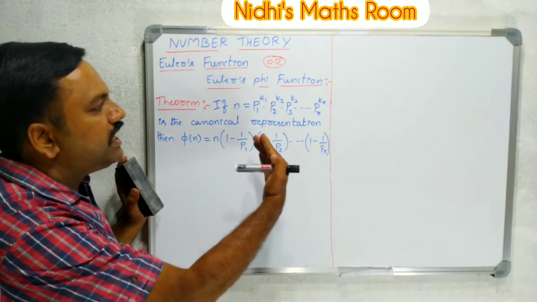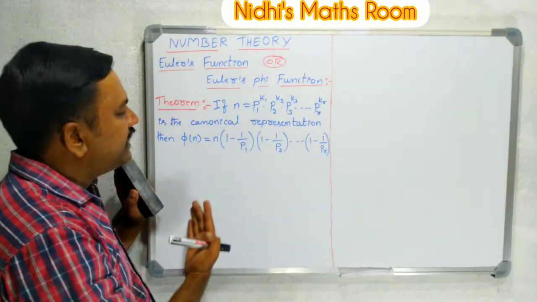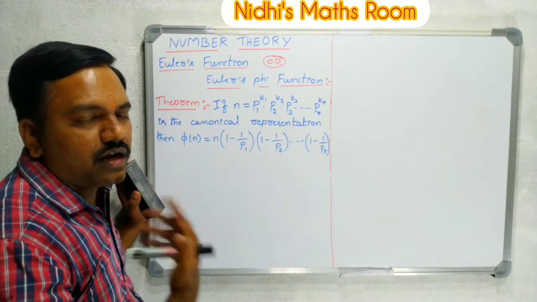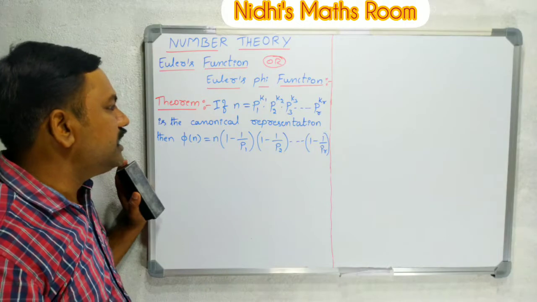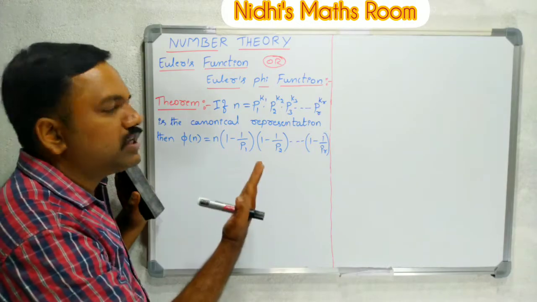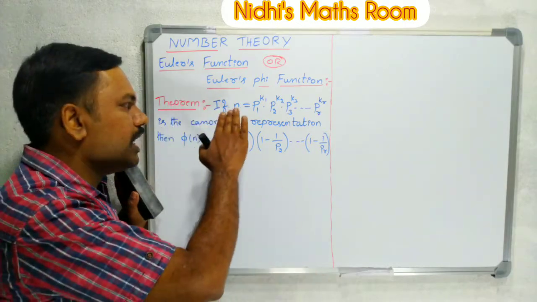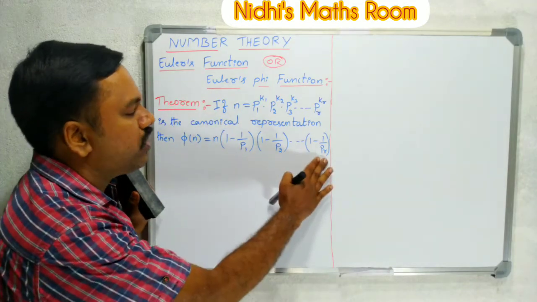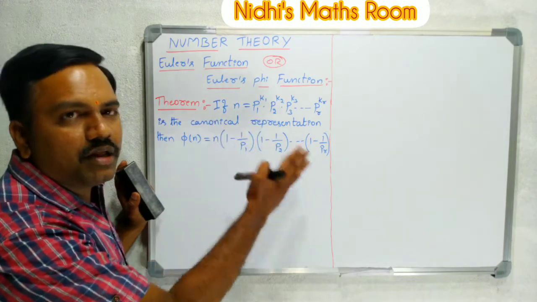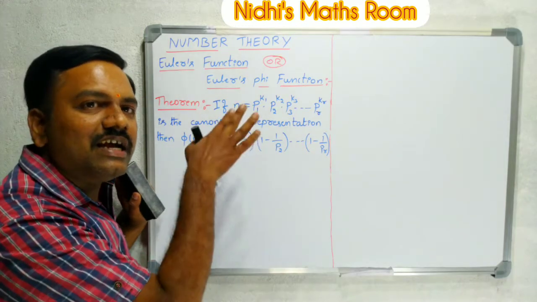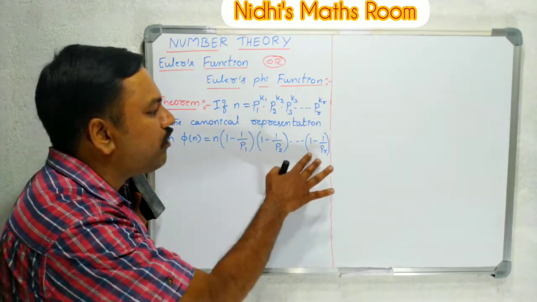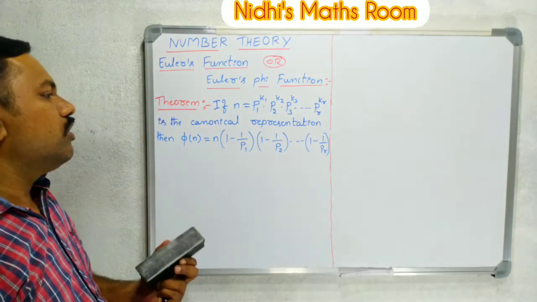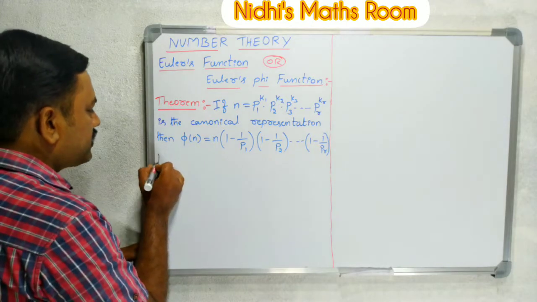If n can be written like that, then the number of integers, that means Euler's function. I am going to tell the Euler function, that is the number of integers relatively prime to n and less than n, can be written in this form. Those relatively prime to n and less than n, we represent in this format, and we have to prove it. So, proof of this theorem.